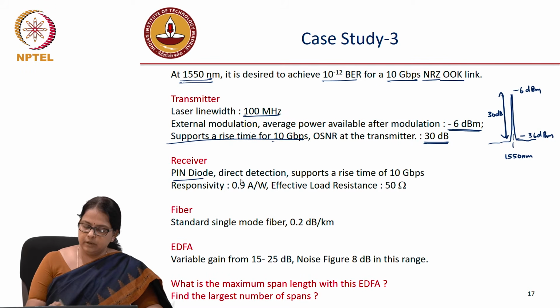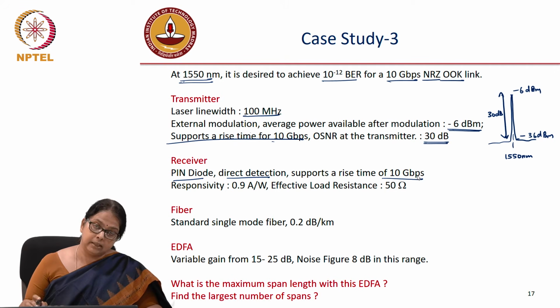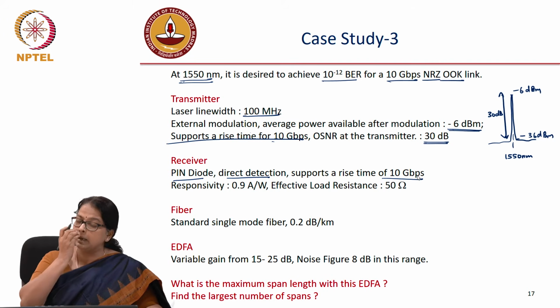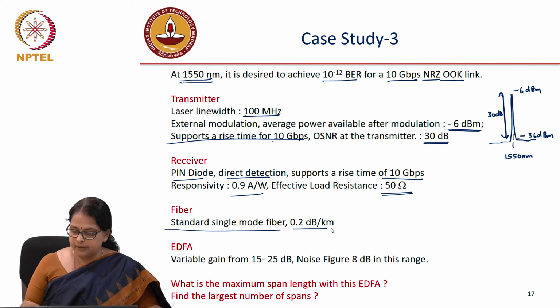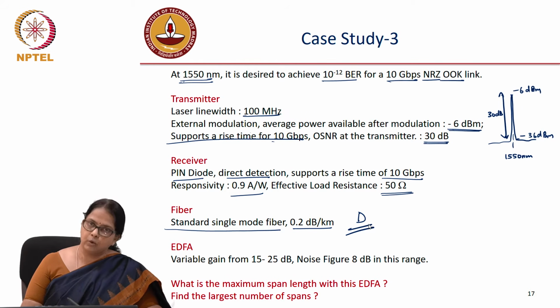Receiver is a PIN diode, direct detection, with rise time for 10 Gbps. So the point that the question is trying to make is that you are not limited by the transmitter or the receiver, because both of them support 10 Gbps. The rise time is much lower than what is required for 10 Gbps. Responsivity is given, load resistance is 50 ohm. Fiber is standard single mode fiber, 0.2 dB per kilometer is the loss. It's a single mode fiber, so it is limited only by intramodal dispersion.